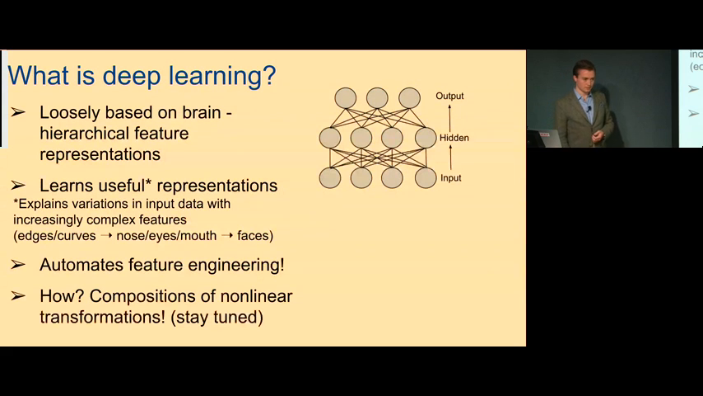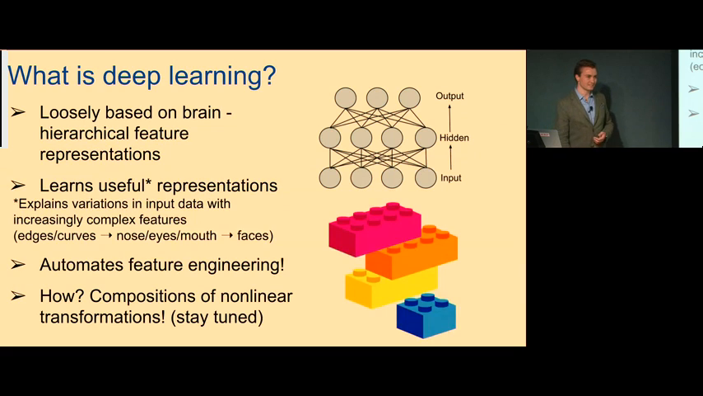And this works just because it composes nonlinear transformations of your data. I'll go into a little bit more about why that works later. But essentially, it's Legos. You have these base layers that can stack onto each other to form a much more powerful representation of your input data.